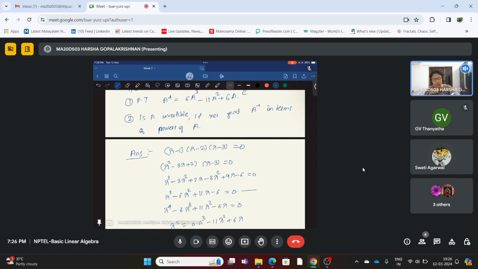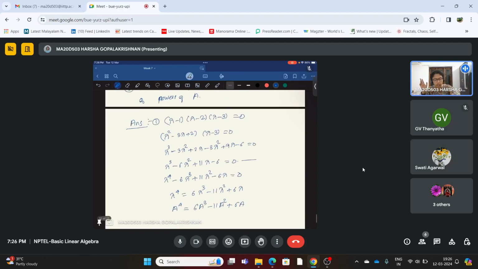Okay, then what about the... now we don't know what A is. So using adjoint A by determinant of A, or in any other way, we cannot find A inverse. And we don't want the explicit form of A inverse. The question is, what is A inverse in terms of powers of A?